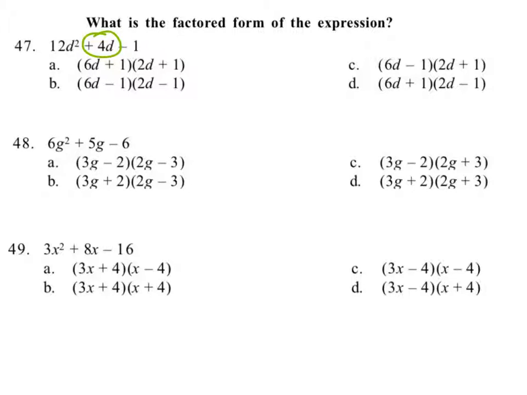Okay, so we say we're starting out with 12d squared. And then the 4d is going to get split up into 6d and -2d. And we've got that -1. Now what do we do? We group them and see what we can factor out. So for the first one, we can factor out a 6 and a d from each one. So 6d factors out. What is 12d squared divided by 6d? It's 2d. And what is 6d divided by 6d? It's 1.